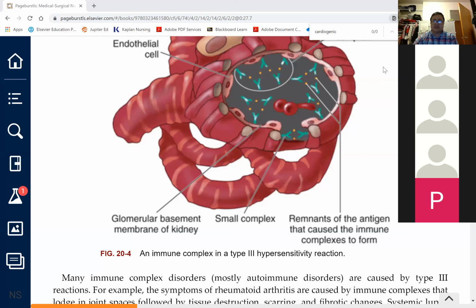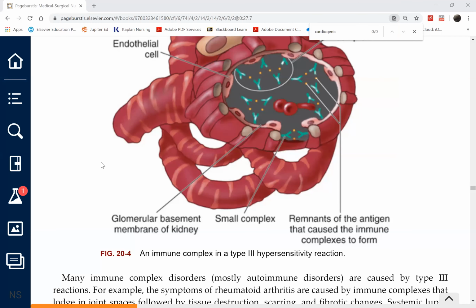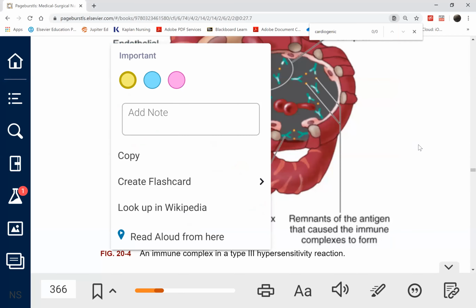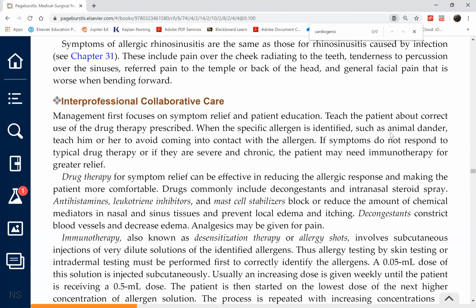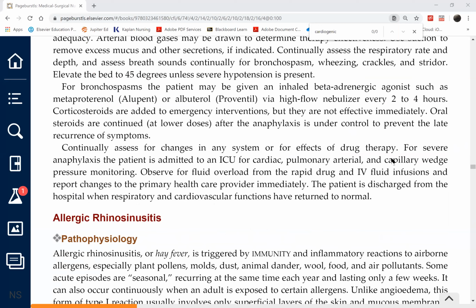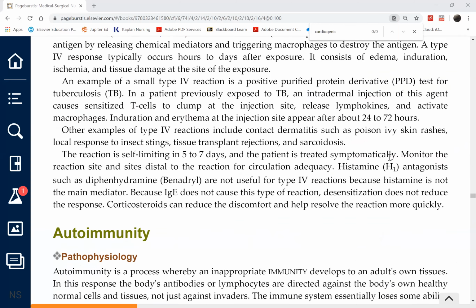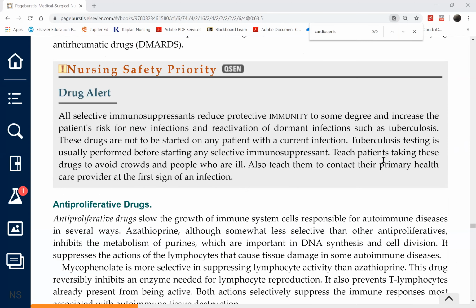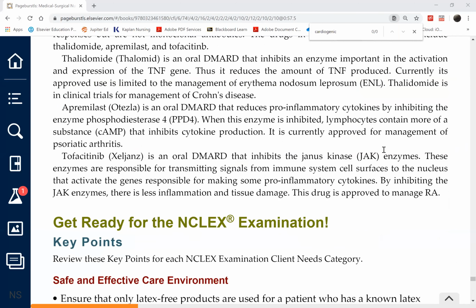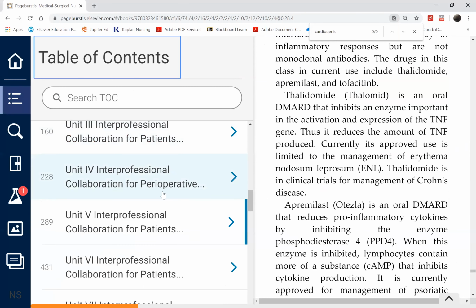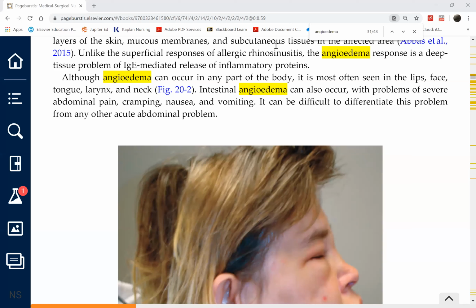So I left chapter 37. I went to chapter 20. Let's do anaphylactic and neurogenic shock next. My chapter 20. All right, so this will be quick because this is the same emergency.